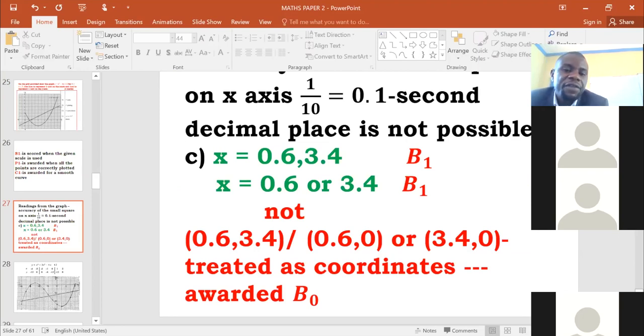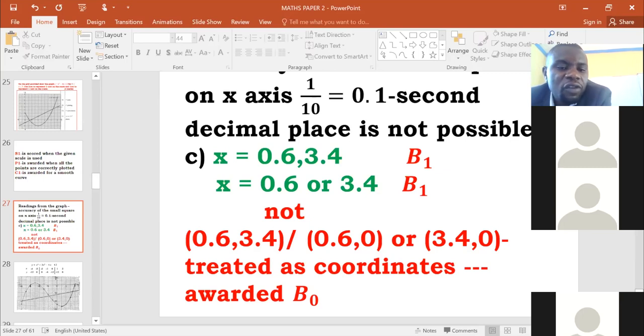So from the graph, you notice that we get the readings. And then when setting the readings, we only use the X values. That's a quadratic curve. That means that it can be used to solve a quadratic equation. We only insert the values of X. So go to the curve and read the values of X only. You can separate with a comma, or you say X is 0.6 or 3.4, but not as an equation or as a coordinate.